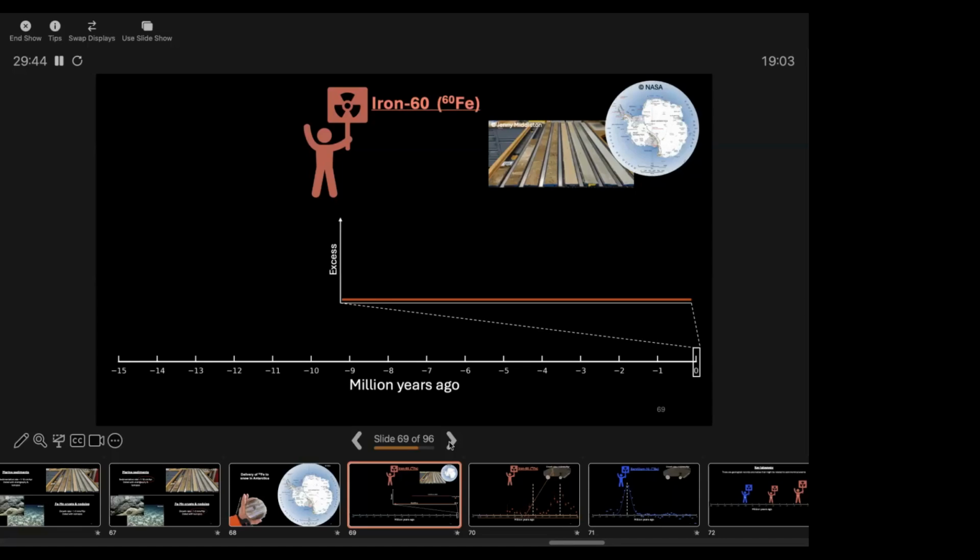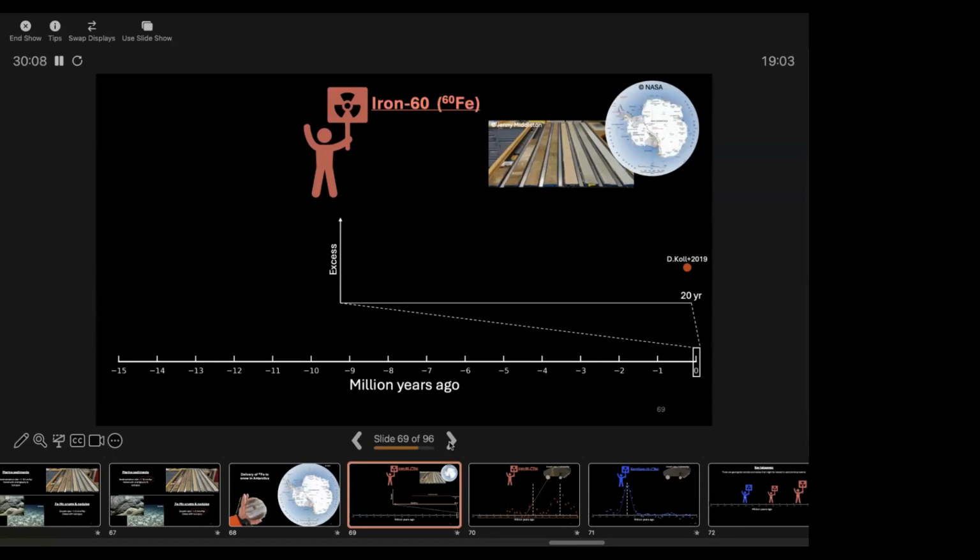But in reality, what happens, for example, when studying snow in Antarctica? They took the snow of the last 20 years, so something very close to us, and they see that we have an excess in iron-60. So what does this tell us? That we have iron-60 raining on our heads now, essentially.